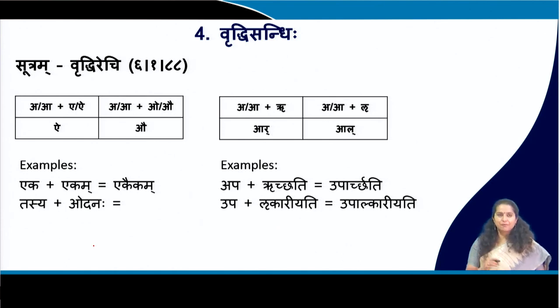Vriddhi sandhi, that's the fourth one. Sutram asti vriddhir echi. Vriddhir h. Again h agachati. H kim asti: a slash a plus I, and a slash a plus o plus au. Kim bhavati tatra? Ai bhavati, au bhavati. Yatha eka plus ekam, ekaikam.